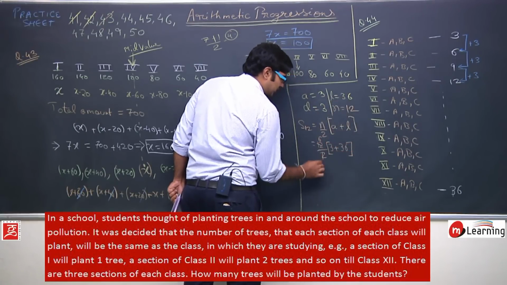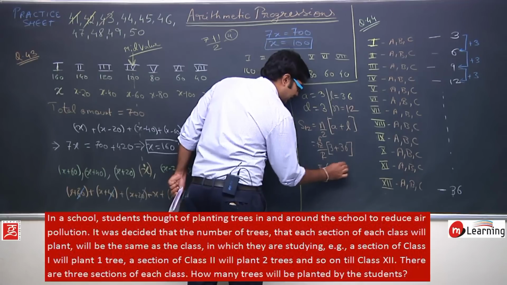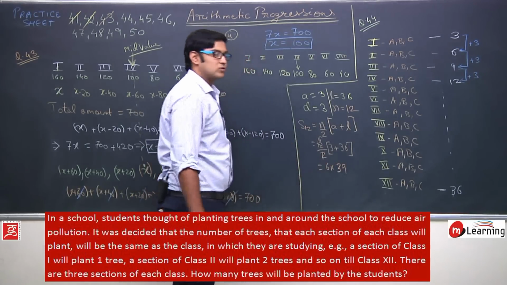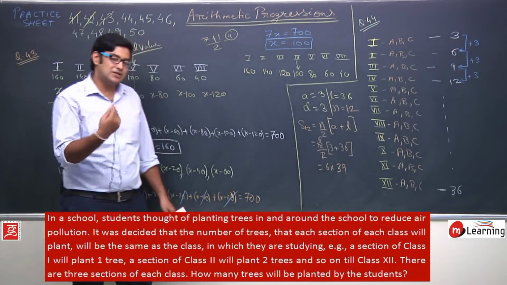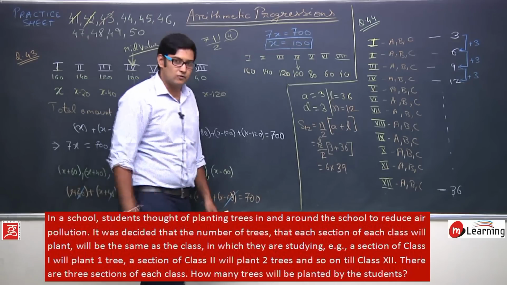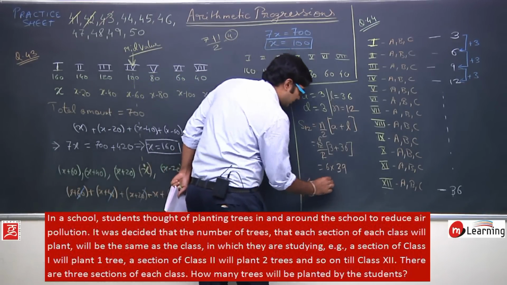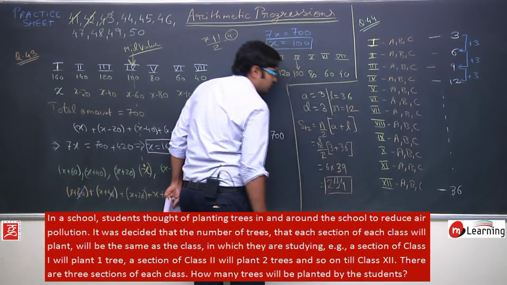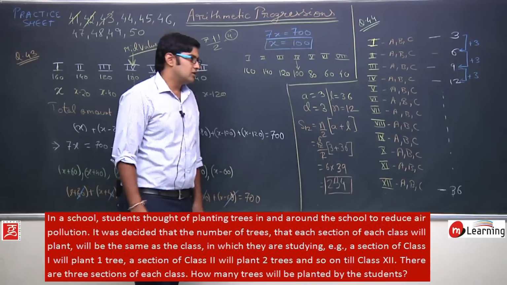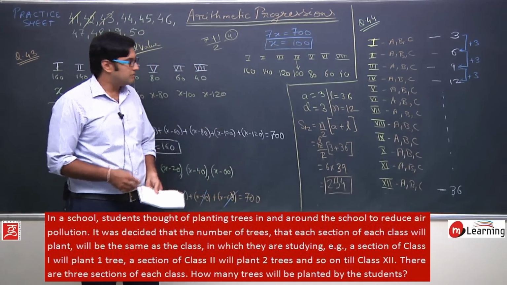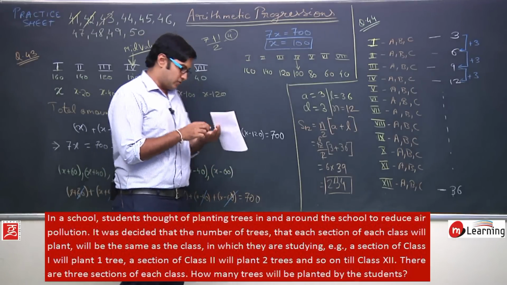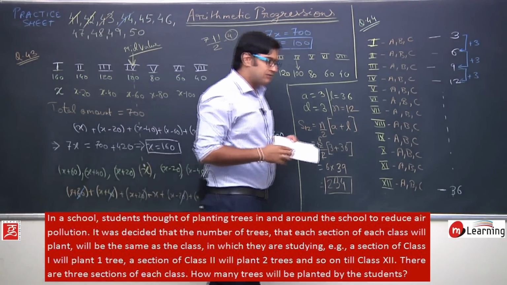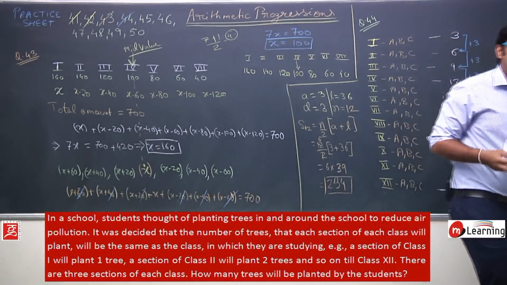So this is 6, and you will get 6 into 39. So 3 sixes are 18, that is 180, and 6 nines are 54. So 180 plus 54, 180 plus 20 is 200, then 34 more. So 234. So this many total trees will be planted by this school. Okay. So this is the solution for question number 44. It's again an easy question, just the typicality is in the language of the question. Okay, so you can note this, then we will continue.